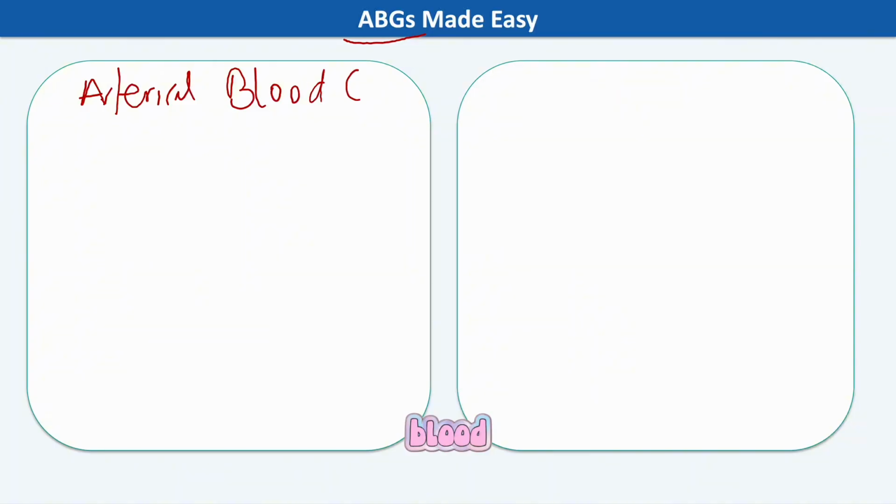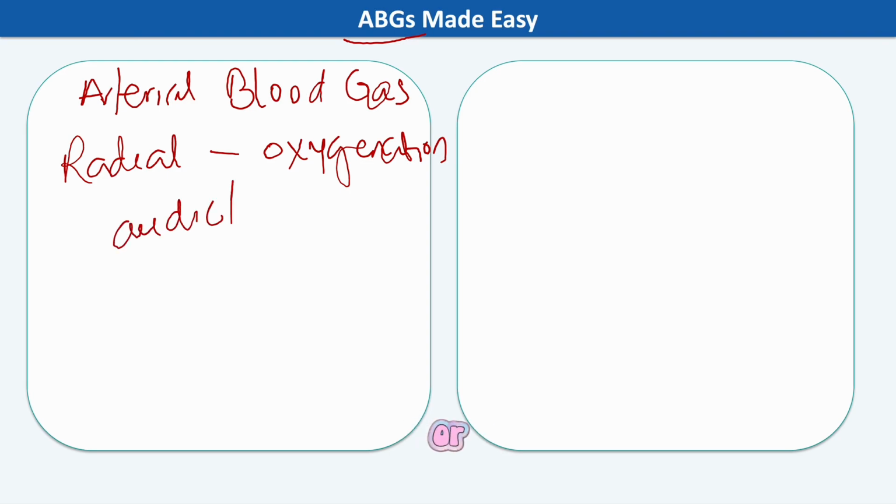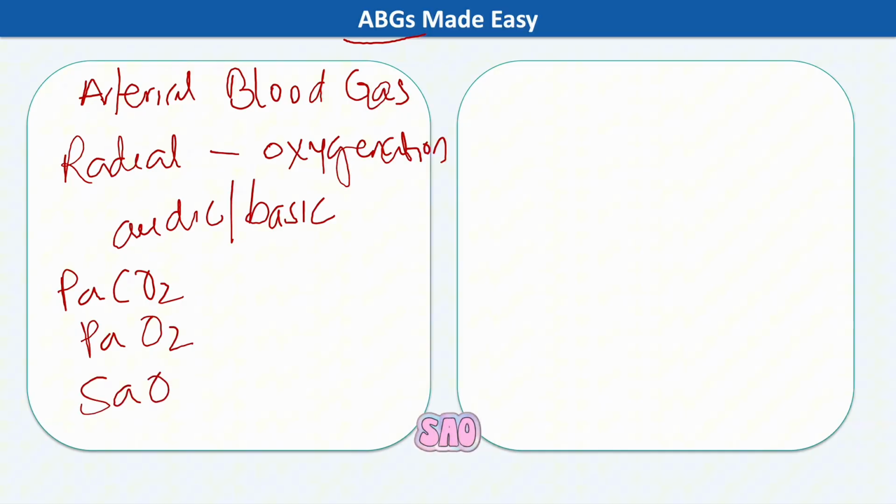Today we will be going over ABGs, which is our arterial blood gas. The reason why we take blood from our arteries, usually the radial artery, is to see how well our patient is oxygenating, plus most importantly to see if our blood is acidic or basic. And you'll see values such as PaCO2, PaO2, and SaO2.